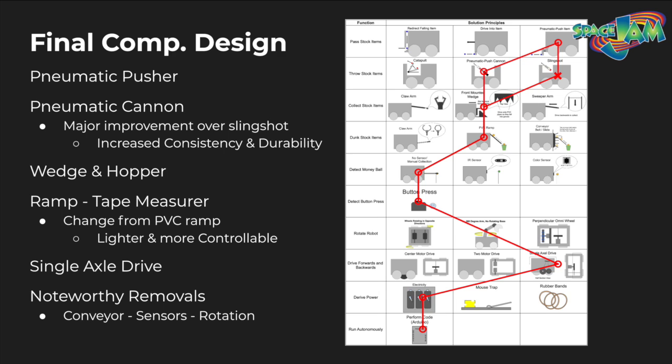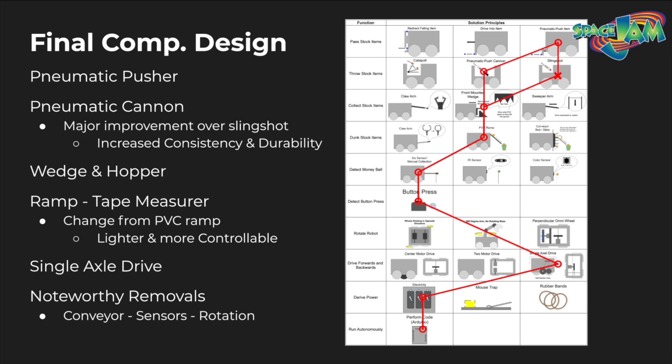After lots of team discussion and comparing the effectiveness of certain mechanisms in different combinations with one another, our final design decisions for the robot were made and can be seen in this morph chart on the right. Initially, our final design selections for each subsystem were pneumatic pusher for the pass task, PVC slingshot for the jump shot, front-mounted wedge for the item collection, PVC ramp for the dunk, no sensors or rotation as the wedge eliminated their need, single axle drive to move forward and backward, and derive all other power electrically.